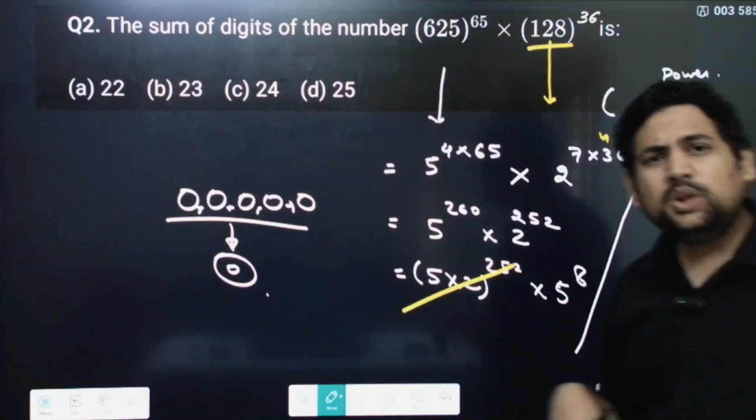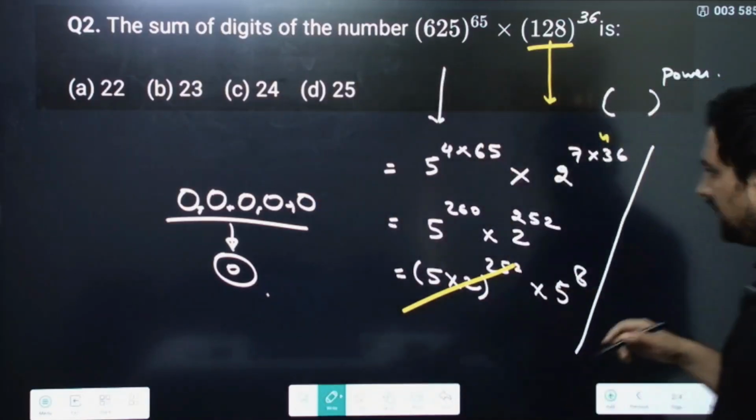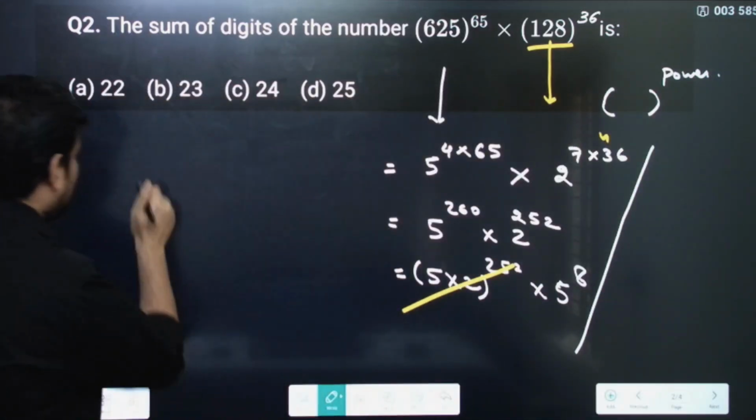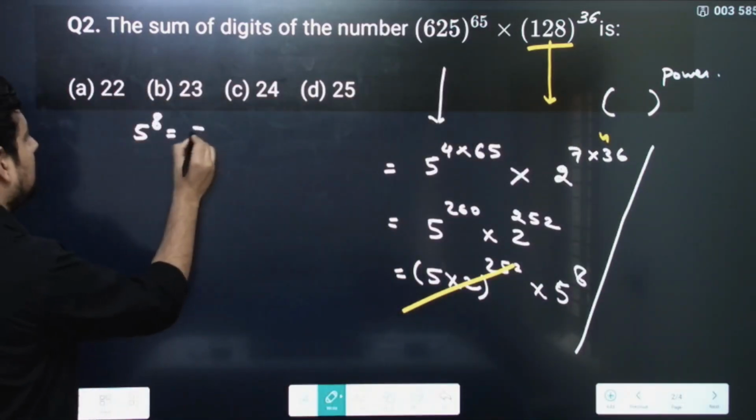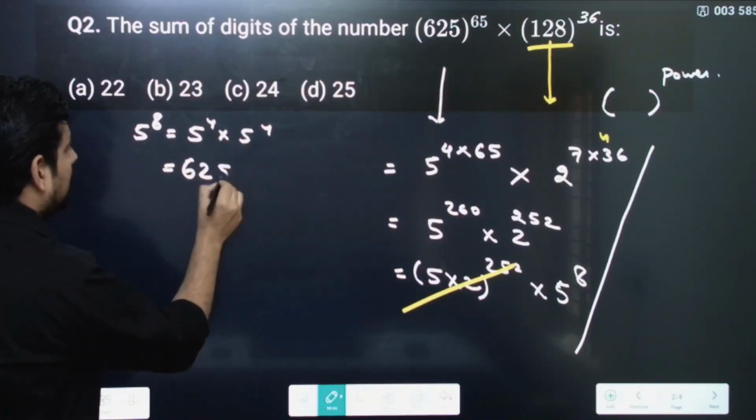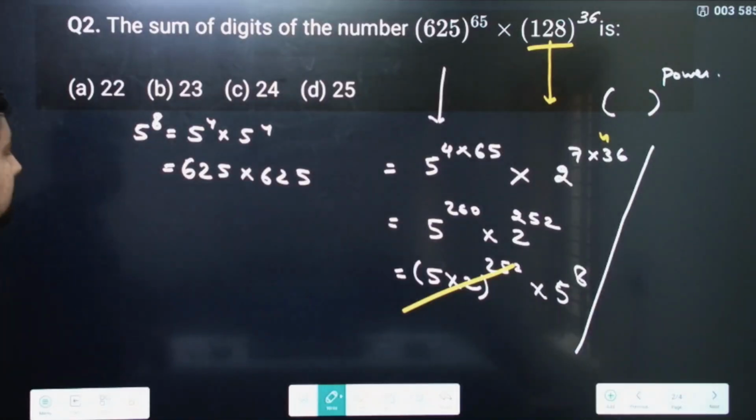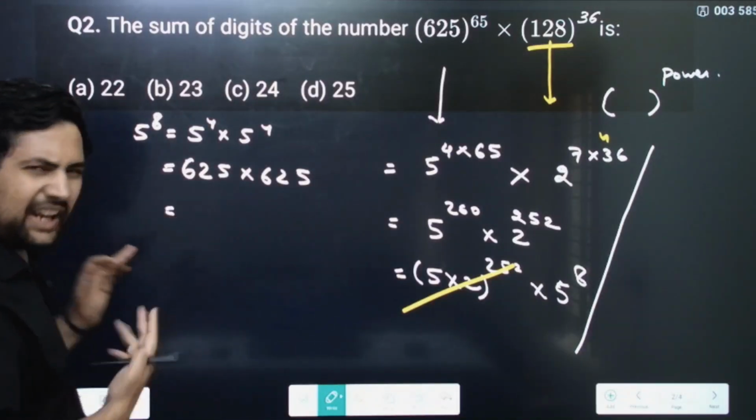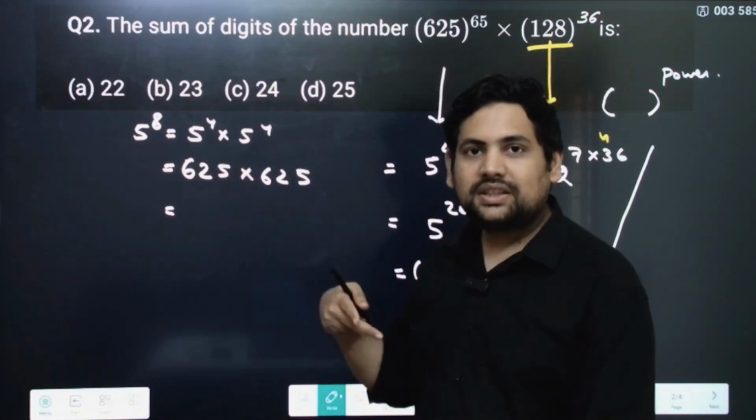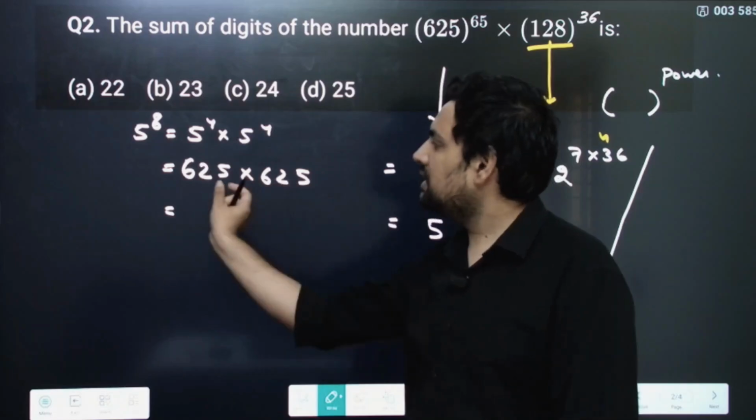Now, what do I know? I know 5 power 4. 5 power 4 is what? 625. Correct. Now, let me do it here. So 5 power 8 is essentially 5 power 4 into 5 power 4, which is 625 into 625. Okay, now, see, there can be many ways of getting to the answer. Now I am using something that you know, how you multiply two numbers that end with 5.